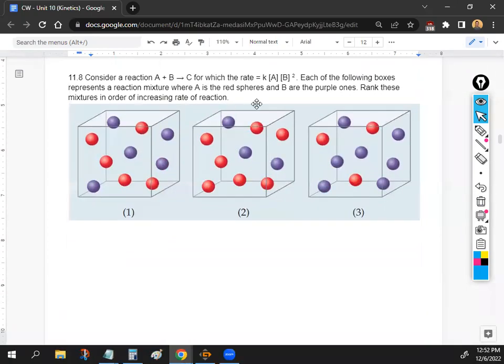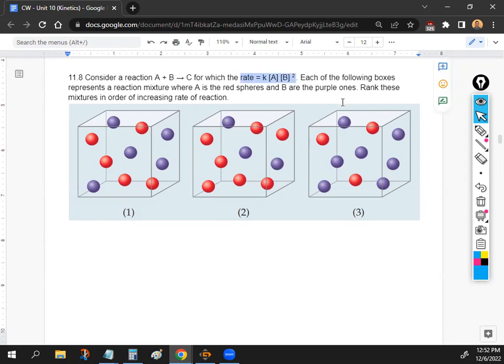So I want you guys to take a look at 11.8 based on the information that we learned. Here we are considering a reaction A plus B produces C. Okay, and this is the rate law. The rate is equal to k times the concentration of A times the concentration of B squared. Okay, for each of these boxes, A is the red ones and B are the purple ones, because I don't want you guys to laugh at blue again. Okay, and I want you guys to rank these mixtures in order of increasing rate of reaction.